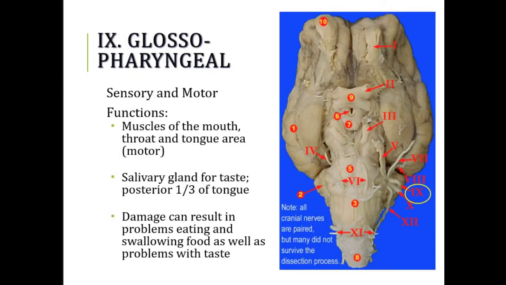And then we have the 9th cranial nerve, the glossopharyngeal, which is a sensory and motor nerve, and it is responsible for moving the mouth, throat, and tongue area, which is motor, and controlling the posterior third of the tongue, so the back third of the tongue. And problems here can mean that you can have problems swallowing and tasting, but swallowing is a really major factor here. And you can see the glossopharyngeal nerve right here. A little tough to identify, but very, very strongly clustered near the pons.